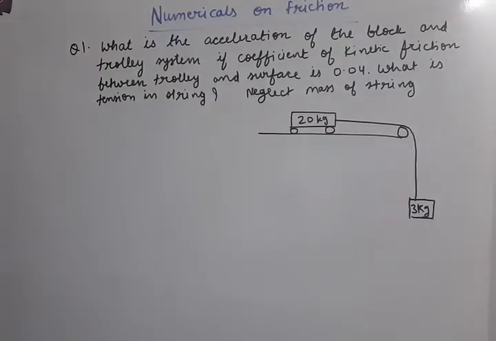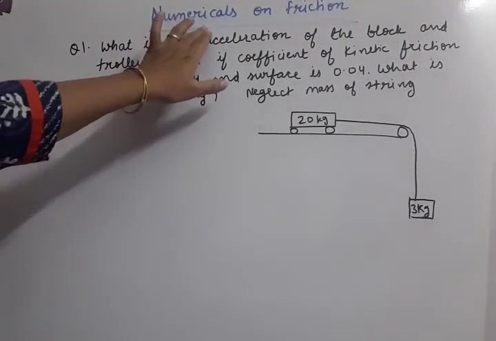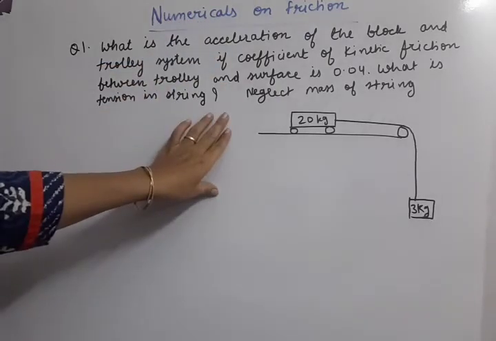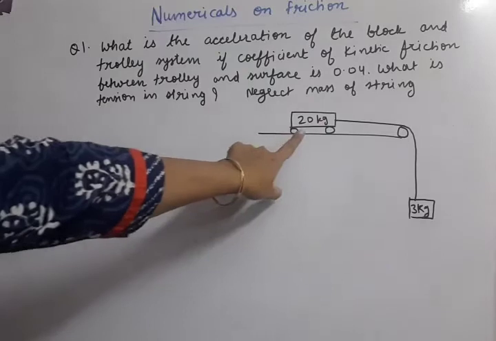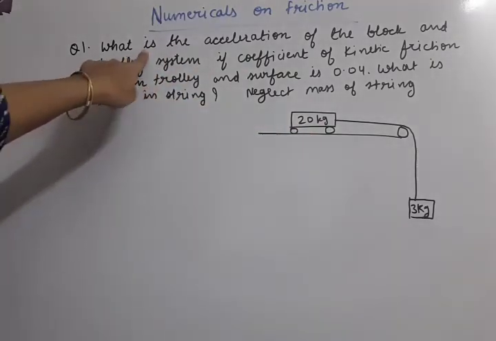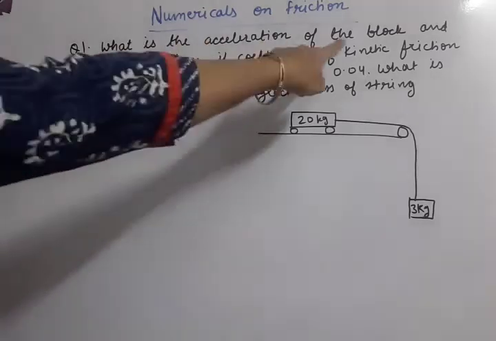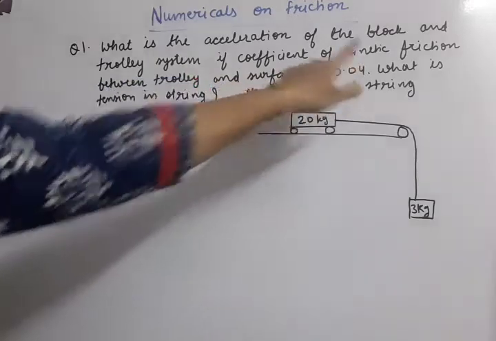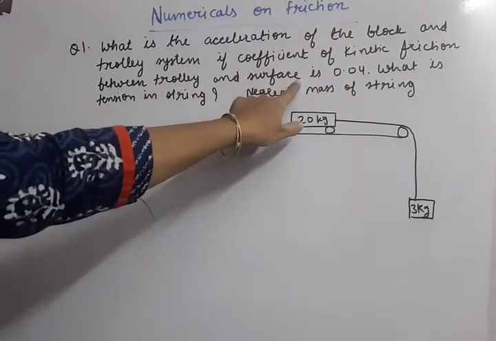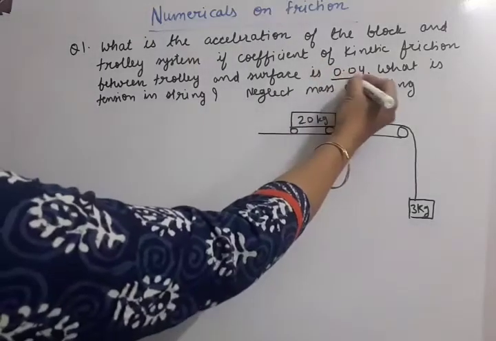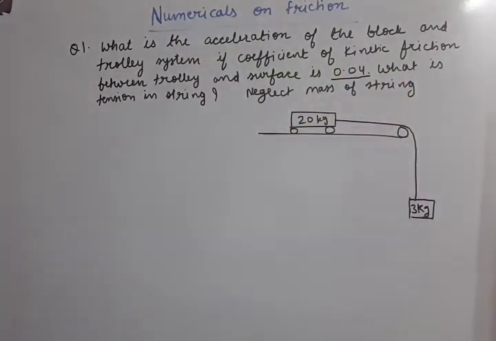Okay, students, let us start now some numericals on friction topic. We can see that the first question is about a trolley system. Let us read the question. What is the acceleration of the block and trolley system if the coefficient of kinetic friction between trolley and surface is 0.04?